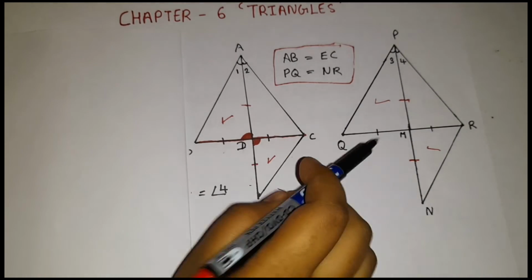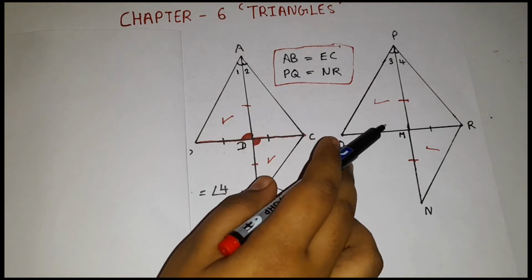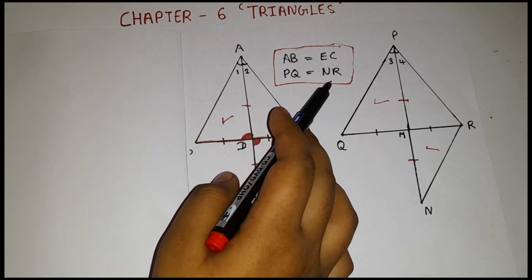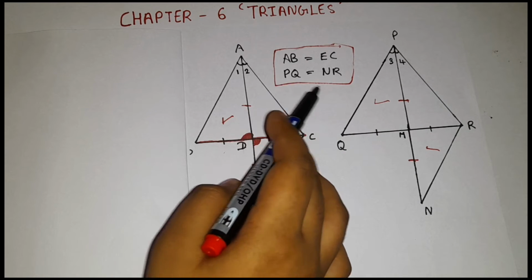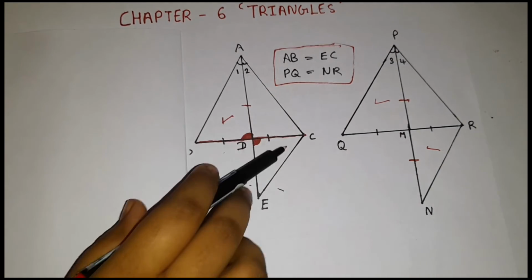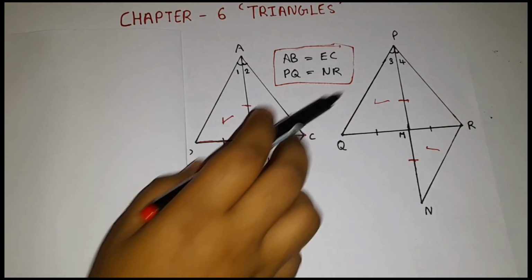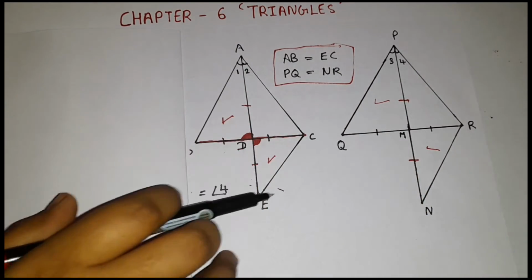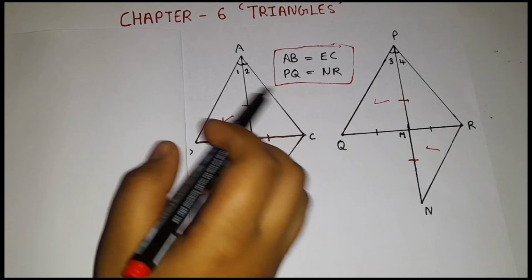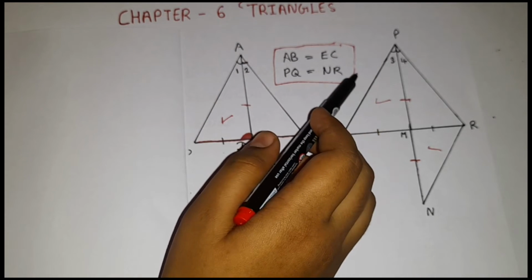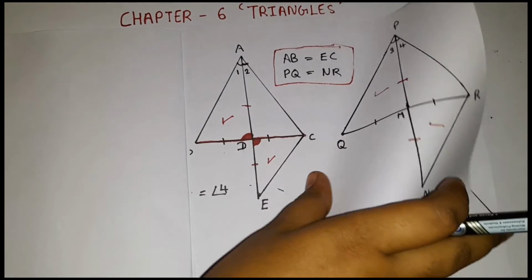So since you guys know, I'm going to be proving these two triangles as congruent. Why? Because I want PQ equal to NR. Why do I want PQ equal to NR? Then only I can say this whole triangle AEC is similar to triangle PNR. Why do we want to prove AEC is similar to PNR? Because we want angle 2 equal to angle 4. Why? Because we want to prove it in the question.